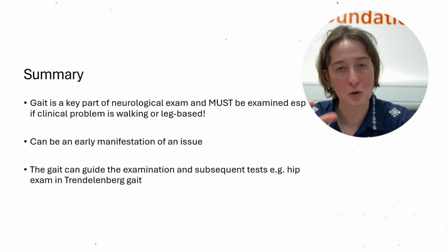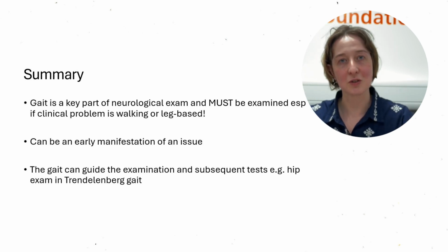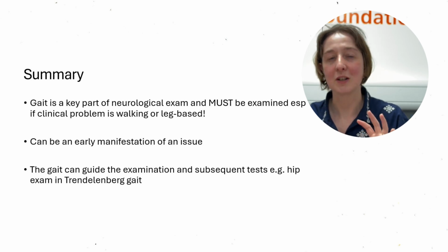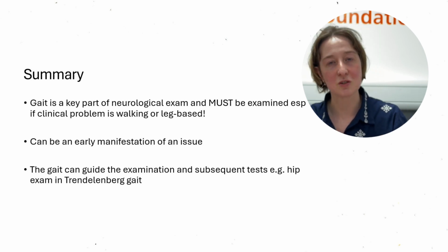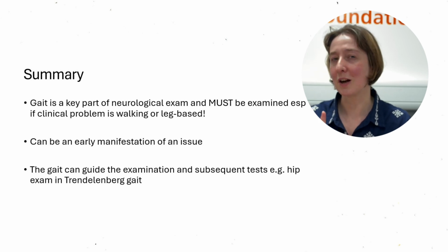The gait can guide further examination. So, for example, if you've got a waddling gait or a Trendelenburg gait, you would then do a hip examination and see if there's any evidence of hip muscle weakness or hip injury. If you find Parkinsonian features, you would then focus on neurological examination, looking for other features of Parkinson's disease, and obviously take an appropriate history. And I hope that's given you a little bit of a guide of abnormal gaits.